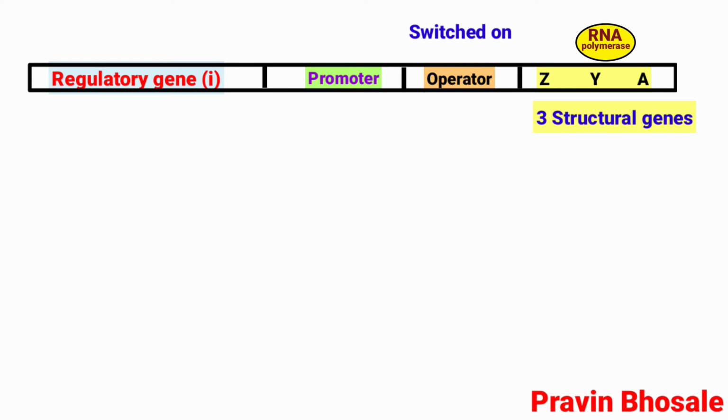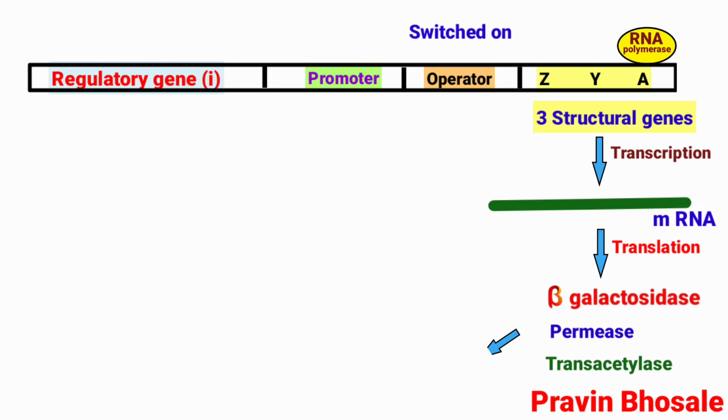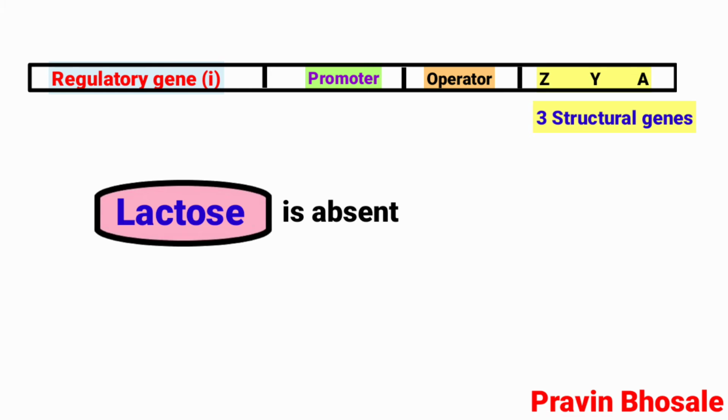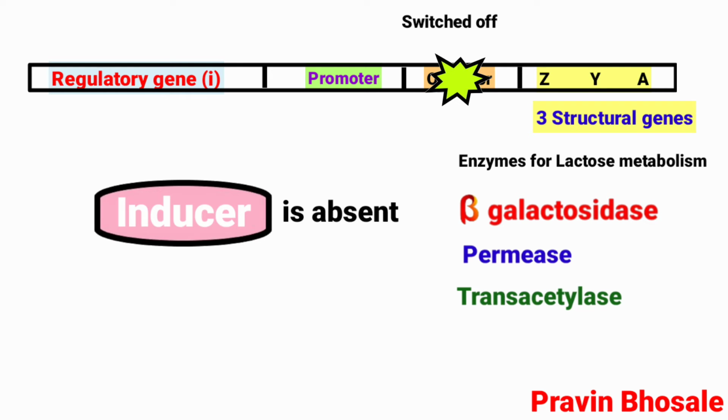Since the operator is not blocked by the repressor, RNA polymerase transcribes the three structural genes into a single mRNA. The mRNA by translation produces three enzymes to metabolize lactose. But if lactose is absent, the inducer is absent, the operator is switched off, and enzymes for lactose metabolism are not required.